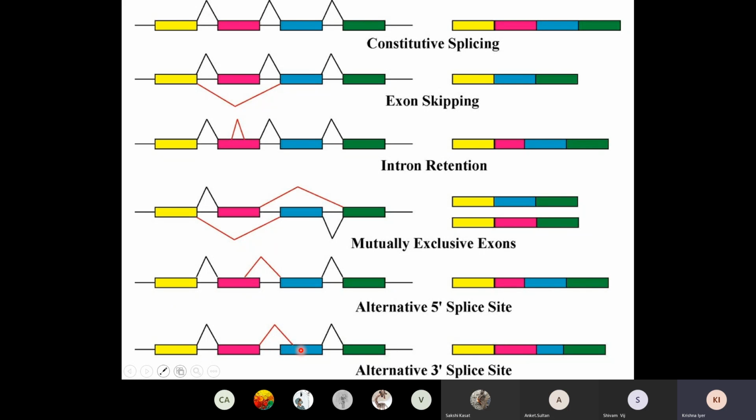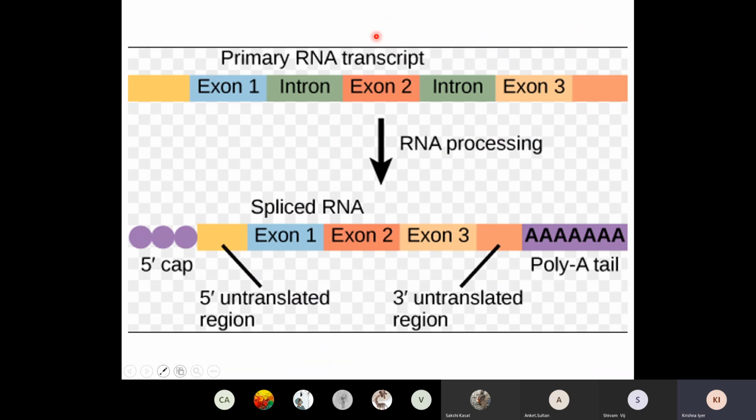That is referred to as alternative 3' splice site. Okay, so such differences, changes in the way RNA is edited can result in many different proteins being produced from the same basic pre-mRNA.